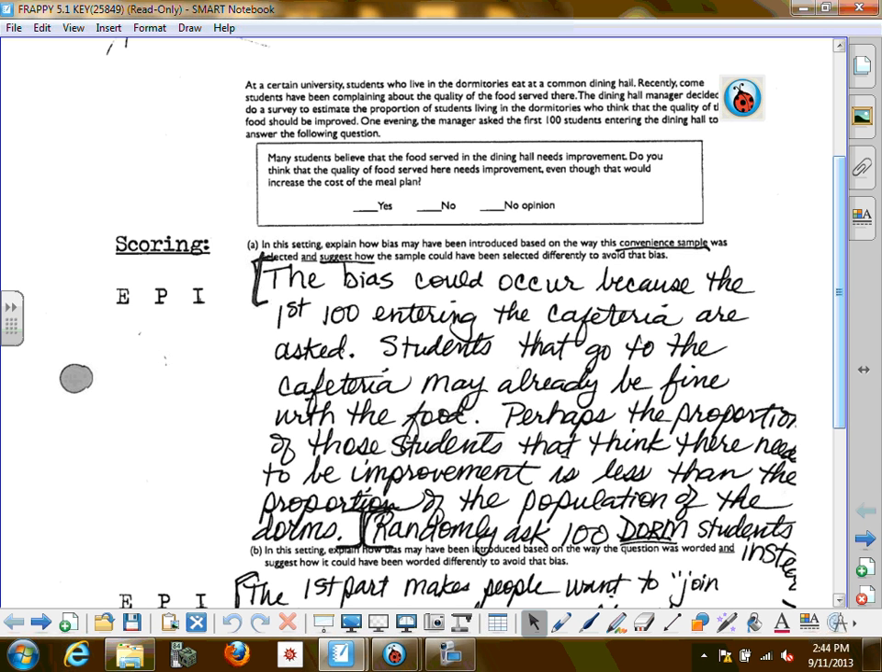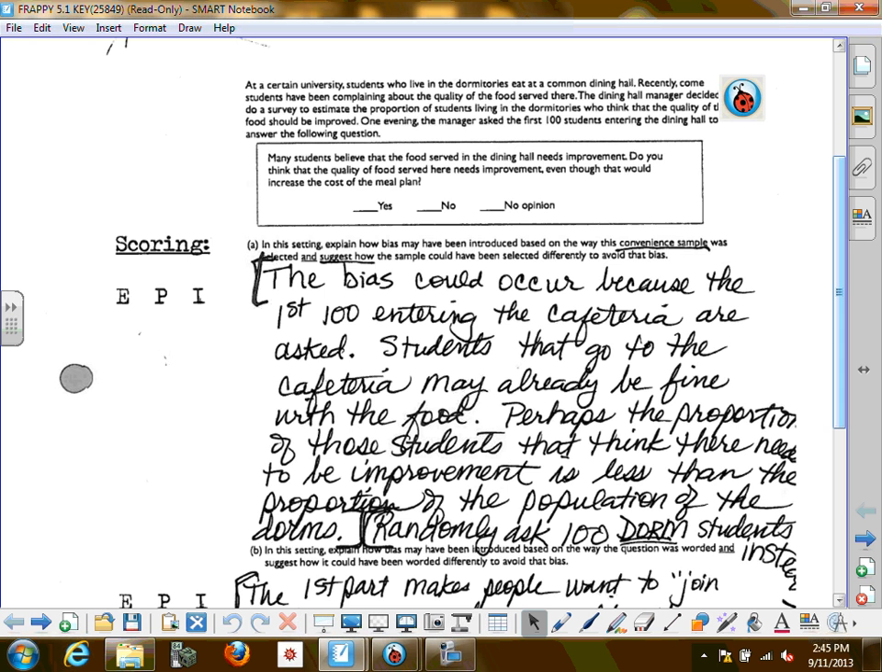Okay, listen to me. Sometimes it wants you to say this. It did not on this one, but sometimes they'll want you to say the number you get is going to overestimate the likeness of the food or whatever. Because since you're asking people that are coming to the cafeteria, of course, it's not representative of the entire dorm. It's going to overestimate the amount of people that like it.